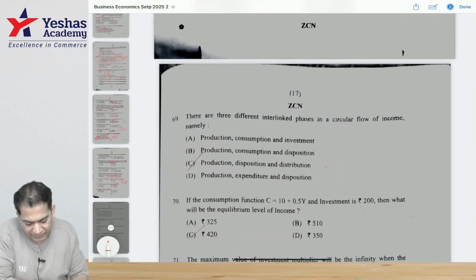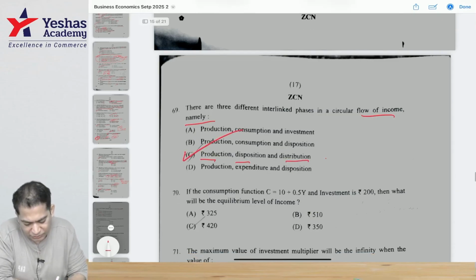There are three different interlinked phases in the circular flow of income: production, distribution, and disposition. Yeah, that will be the correct answer. Production, consumption, investment, production, circular flow of income.